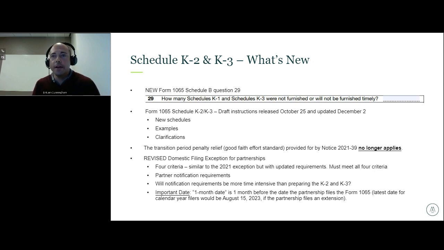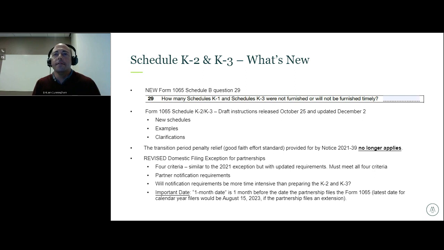What I want to focus in on that's hopefully relevant for a lot of you is the alternatives in which a domestic-only partnership could avoid filing a K-2, K-3, or providing the information to its partners. This has been a tremendous amount of additional work for us, for you, and pulling together information to report to partners. So if there's an option to not provide the information, especially if it's not needed, we should be considering that.